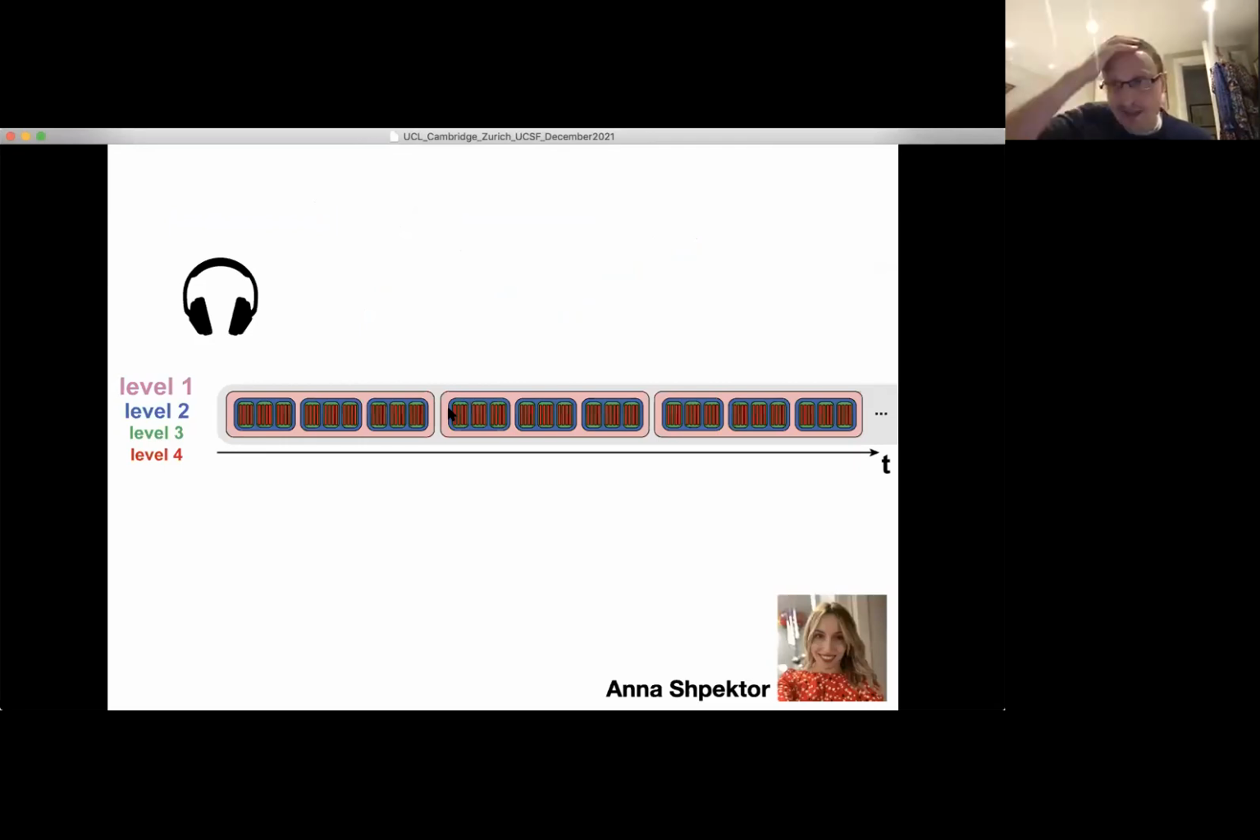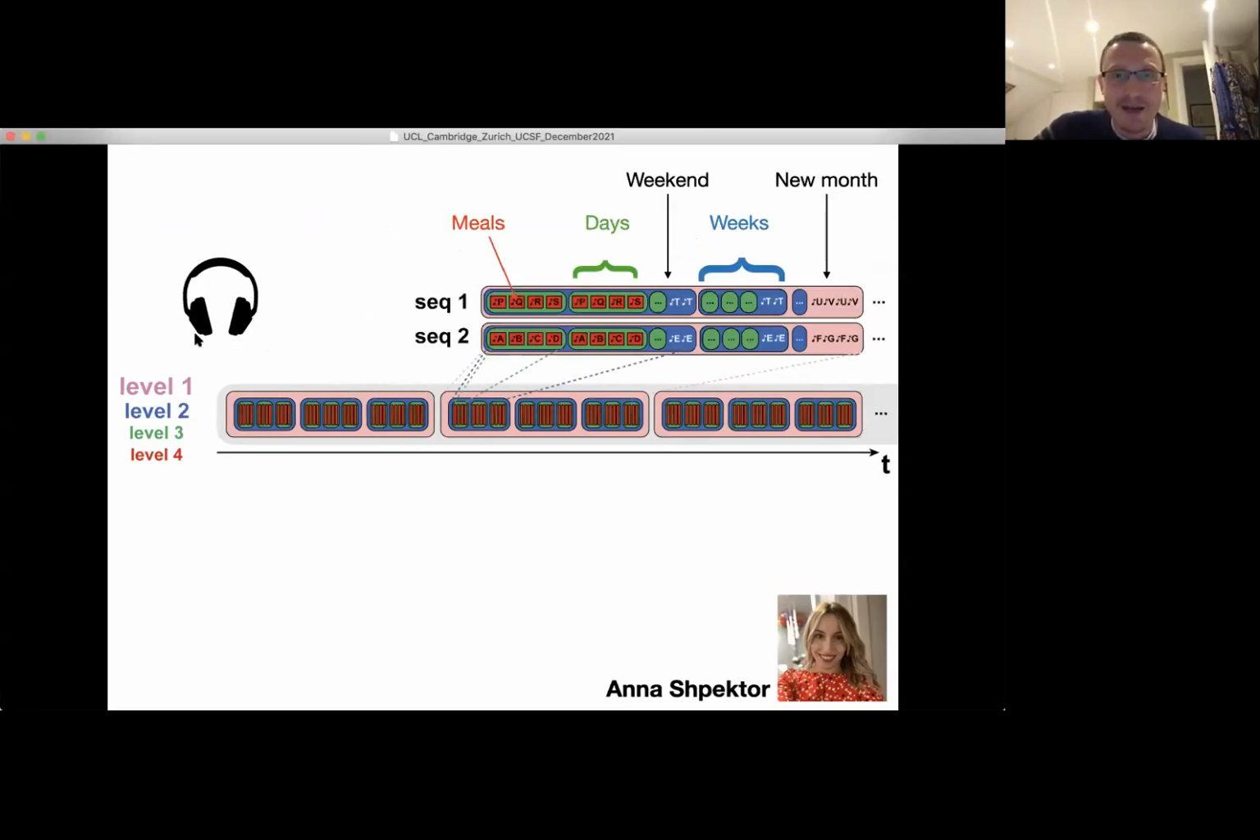Okay, so here's how we did this. This is an fMRI study, very quickly. Subjects are listening to an auditory sequence, but it's a rich hierarchical auditory sequence. It looks like this. Just like the meals and the working stuff I showed you before, here are the meals, but they're tones. It goes boop, boop, boop, boop. And then they're structured into days. The green things are days.